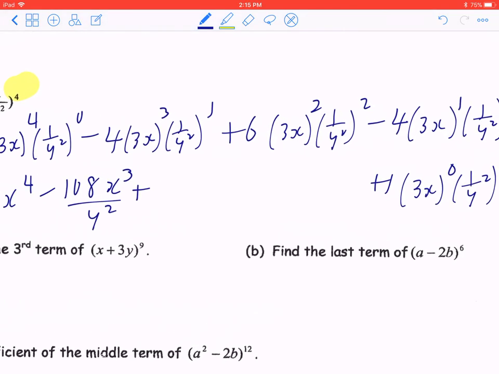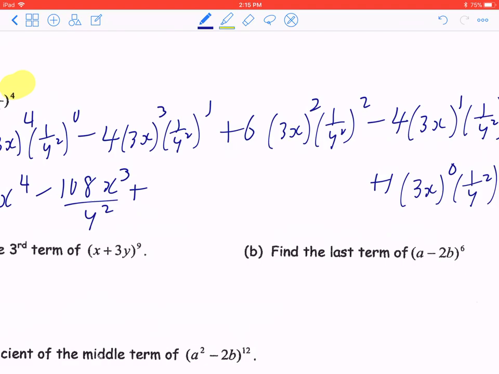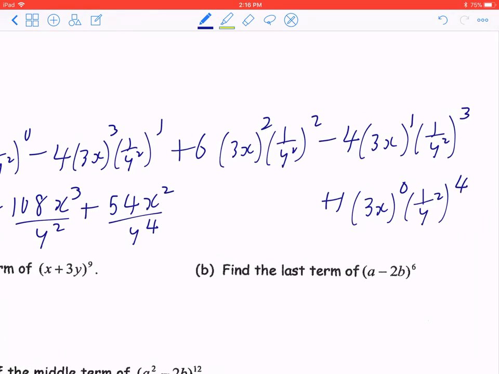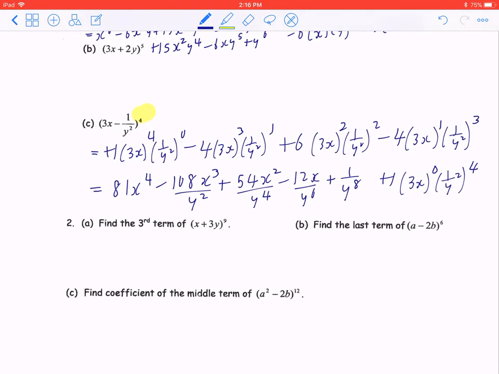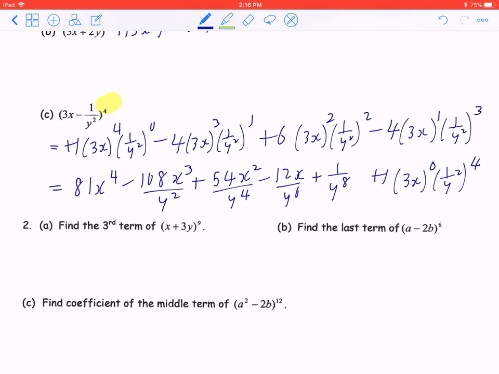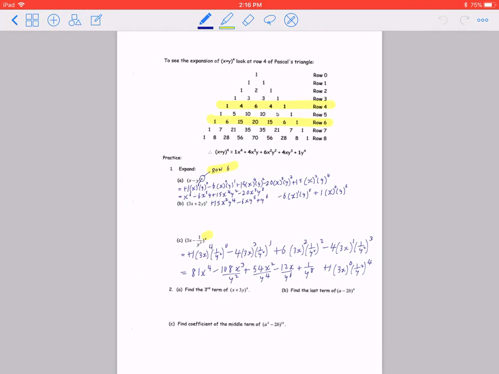I hope you're still with me. 3 times 3 is going to be 9. 9 times 6, that's going to be 54. So plus 54 x squared divided by y to the 4. Minus, again, you have 4 times 3, that's going to be 12 times x divided by y to the power of 6 plus 1 over y to the power of 8. So keep going. Try numbers 2 and 3, and we'll continue in the next part. I hope this makes sense.